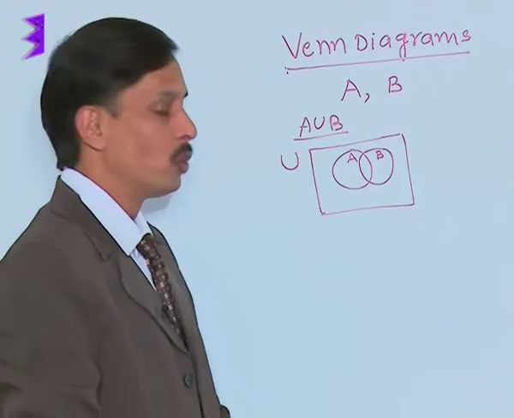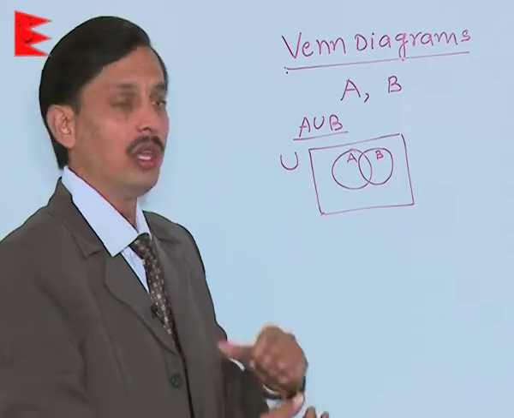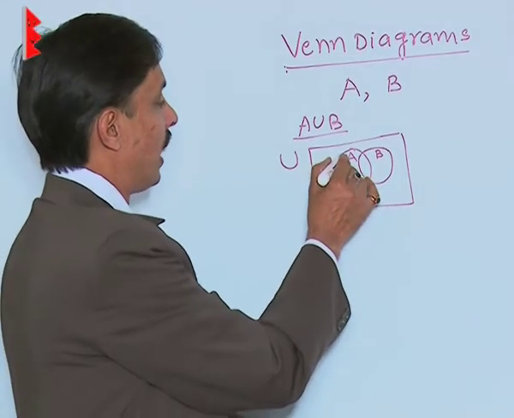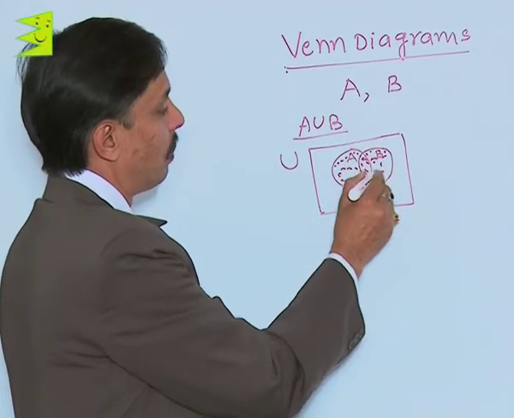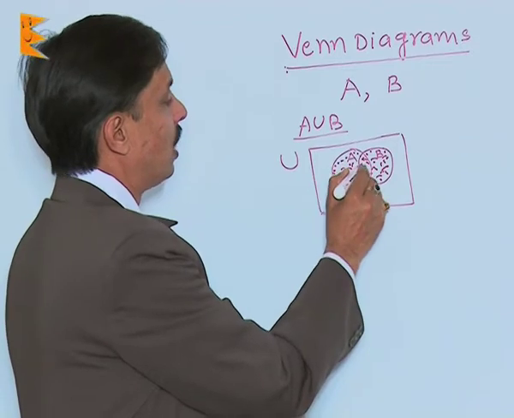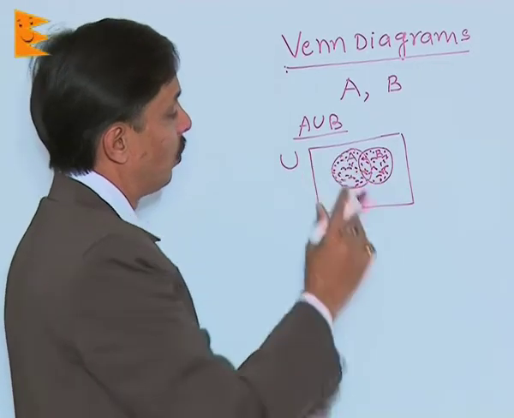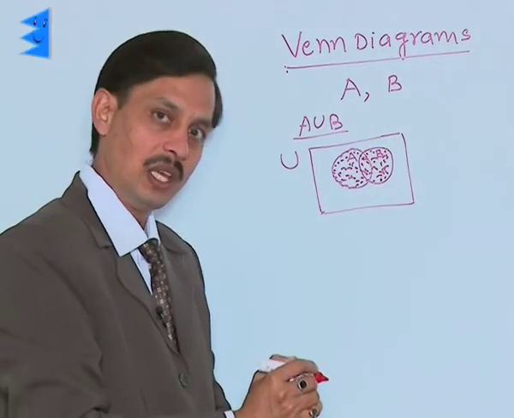If we want to show which part is A union B, it means that A union B is the shaded part, that is, each part, each section, each element of A and B when joined. So this is the Venn diagram of A union B.